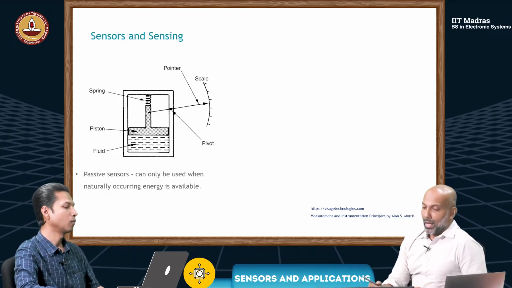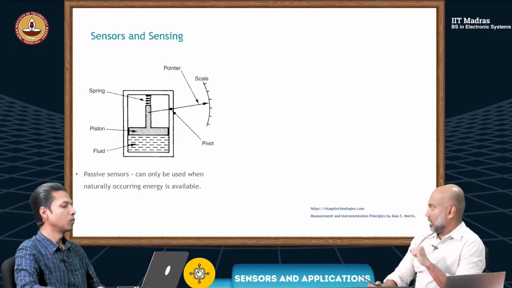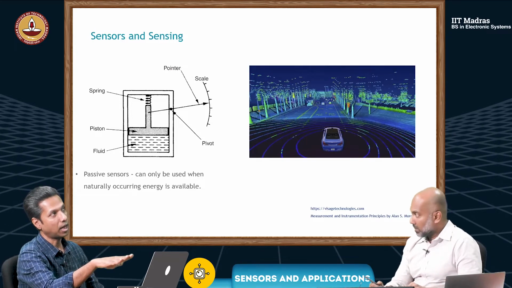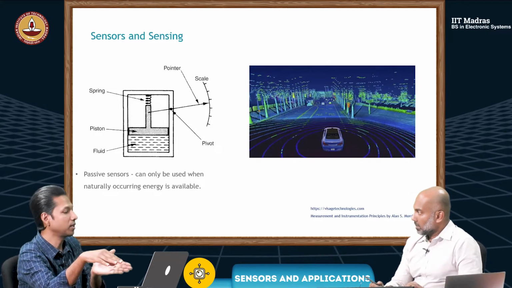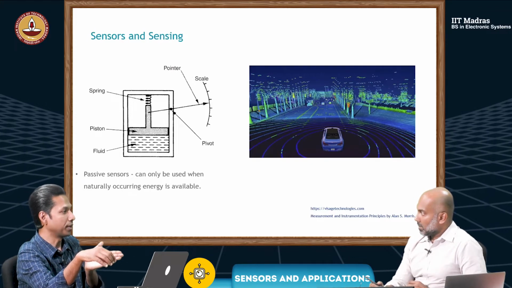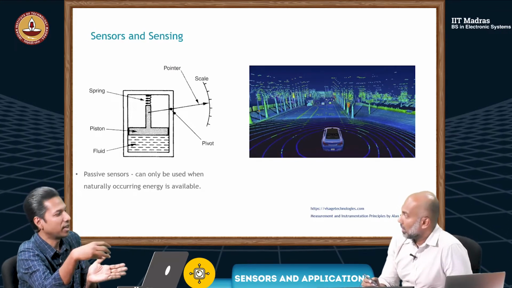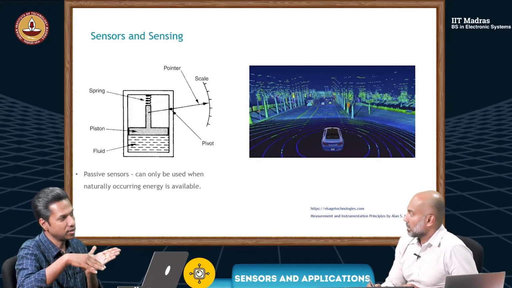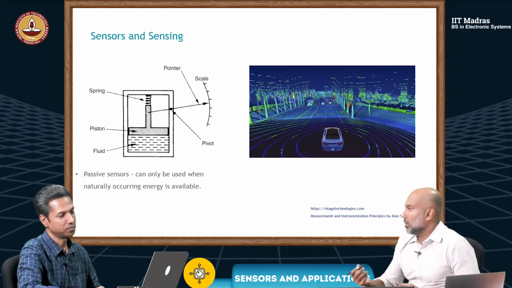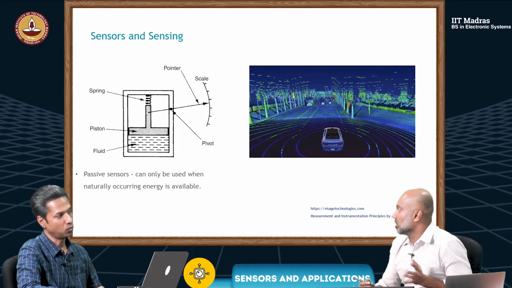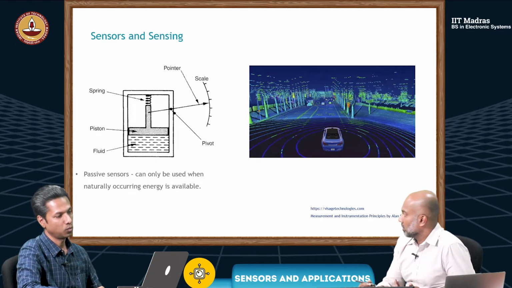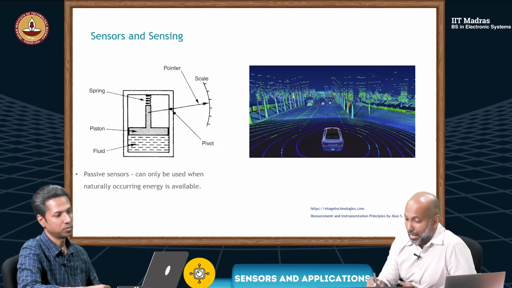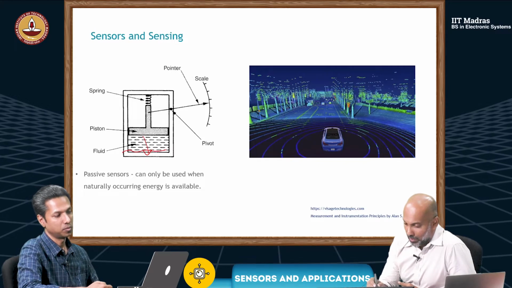So passive sensors. What do you mean by the 0 point? At that time there will be no force from the fluid, so the spring will be fully released. That will be the 0. As the pressure increases, it goes up. But even if the pressure inside the pipe is 0, there could still be some fluid inside. It doesn't have to touch the bottom, so there could still be some fluid here.